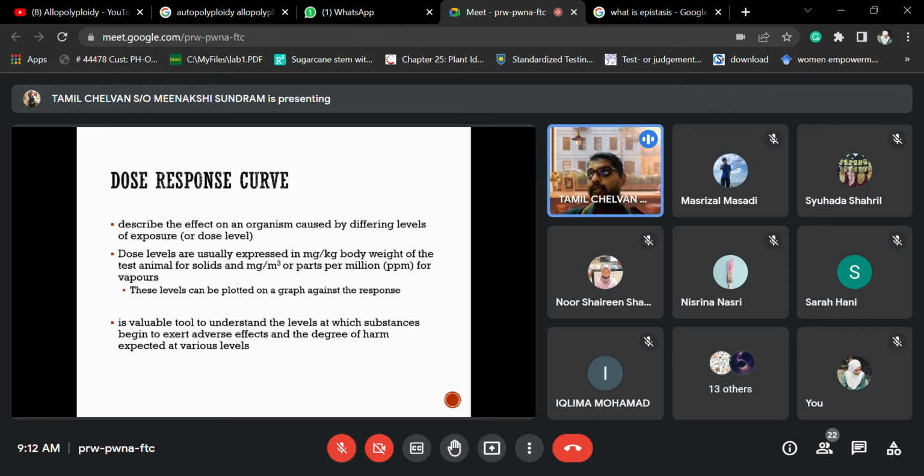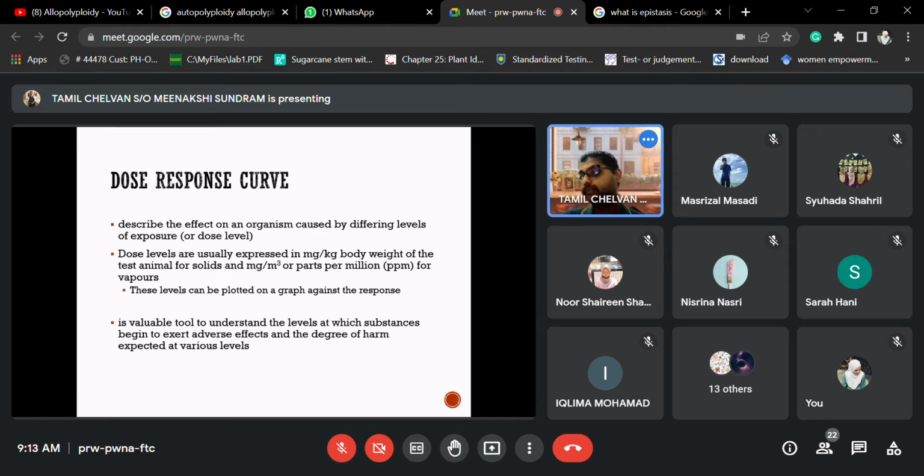This is what I was telling about, this dose response curve. It describes the effect on an organism caused by differing levels of exposure or dose level lah, how much you can expose. Those levels are usually expressed in milligram per kg body weight. Just now I was telling you kan, how many milligram you can give to a person of this much body weight. That's how they check the dosage of the test animal, for solids. As I told you, they use animals as test materials.